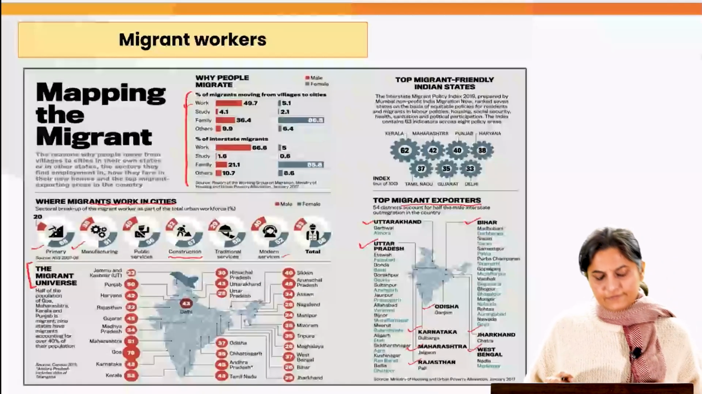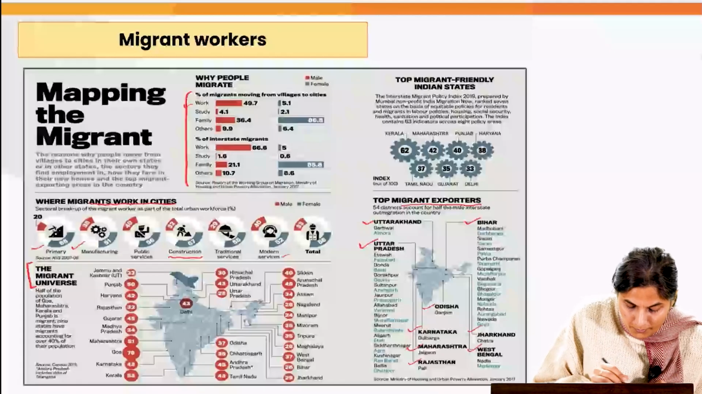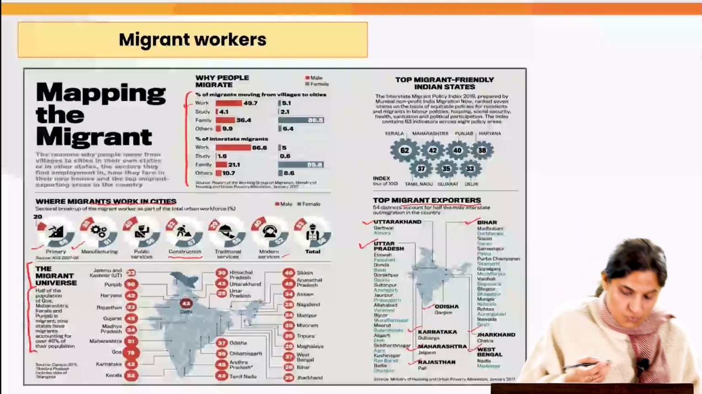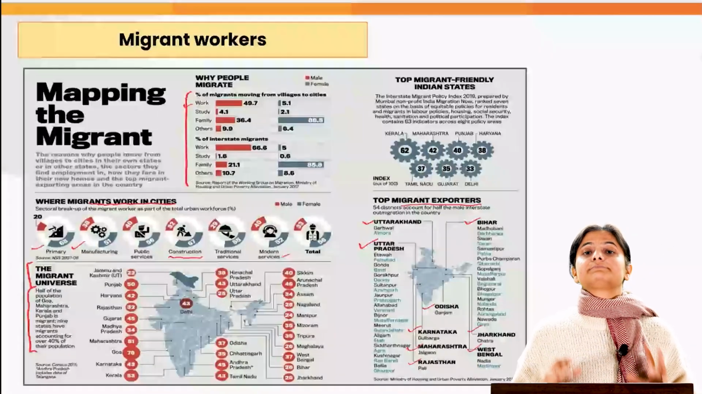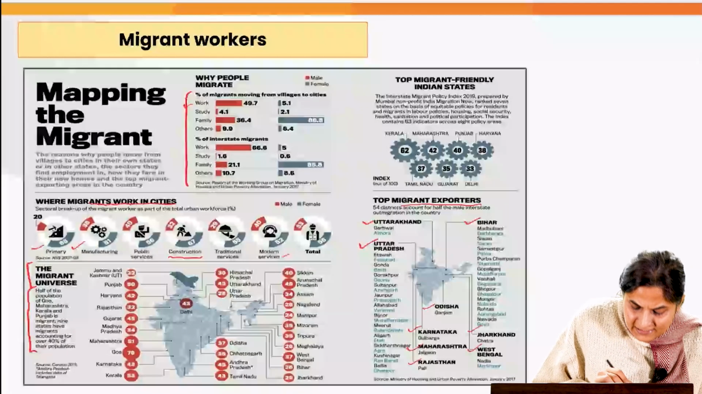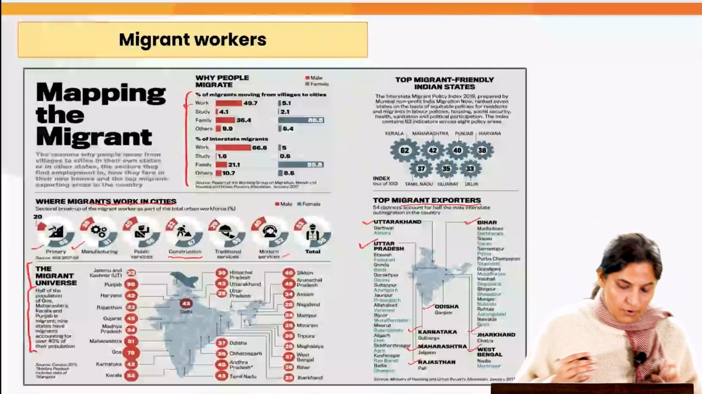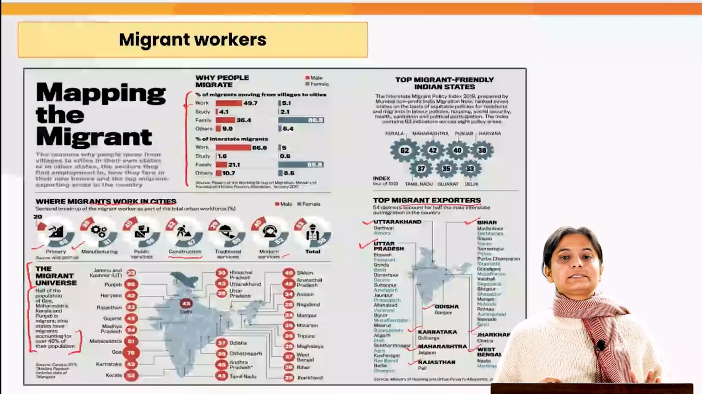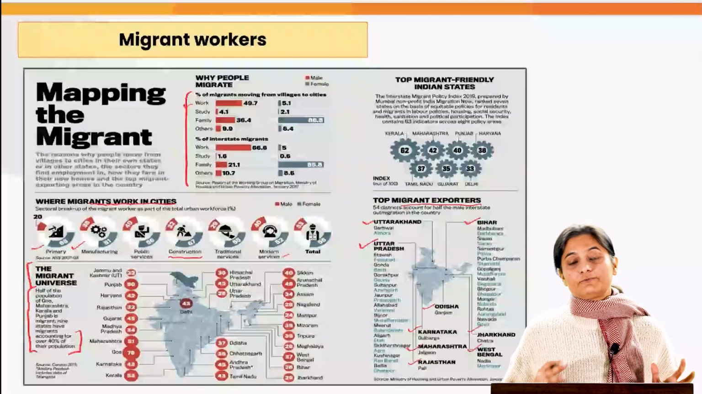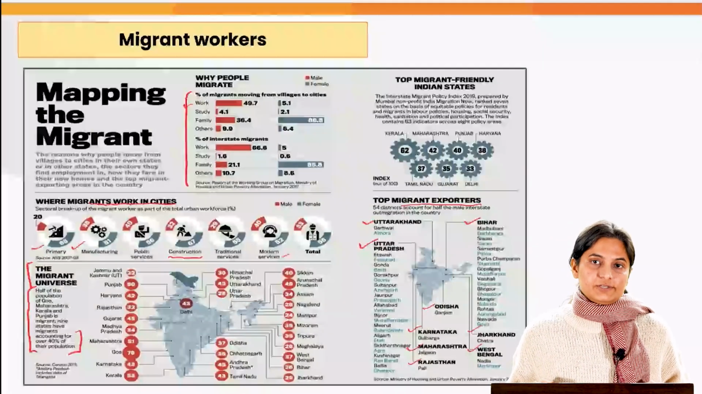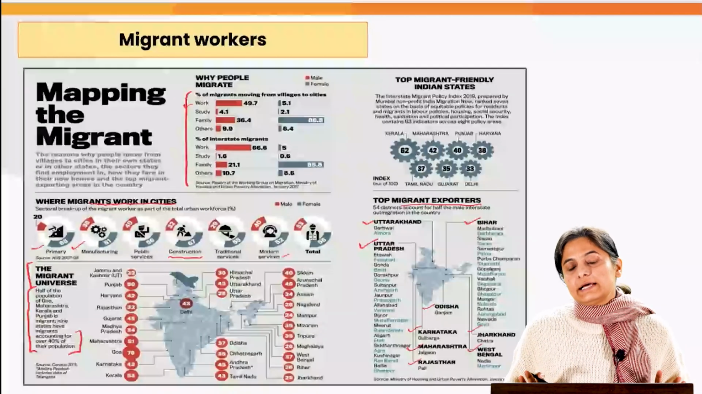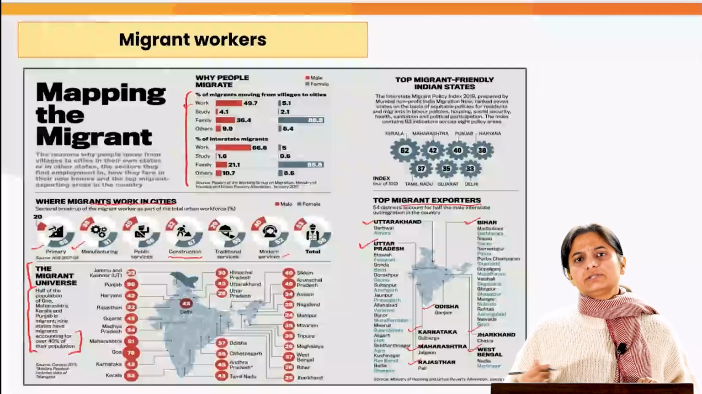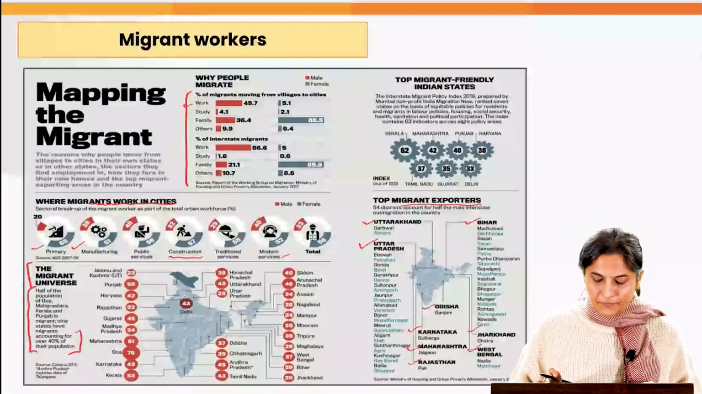Now there are certain states from where they go. This gives you an idea that half of the population of Goa, Maharashtra, Kerala and Punjab is migrant. Nine states have migrants accounting for over 40% of their population. So in these states, over 40% of the population comes from other states. This tells you about the present data and the conditions that they are living in or coming from.